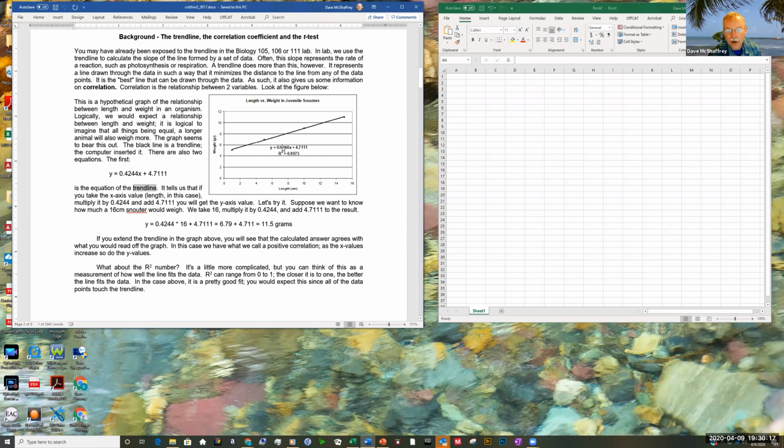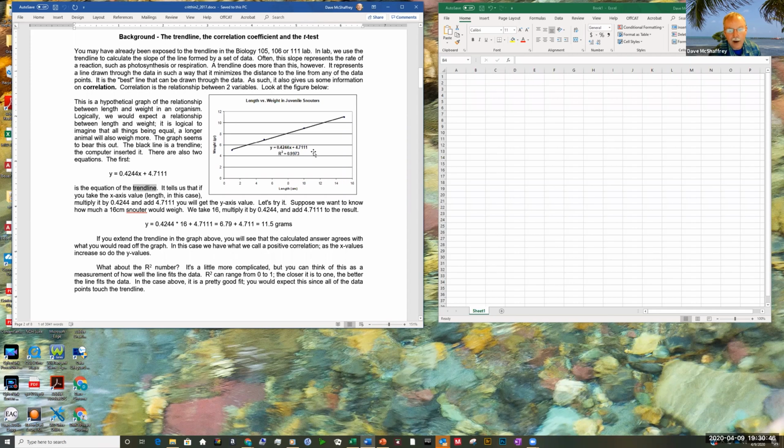This part right here, the slope though, that's important. That says that for every centimeter that you make a snouter longer, you're going to increase its weight by 0.2244 grams. Okay, that's the relationship between length and weight. And then we have this other thing here. This is not part of the same equation. It's a separate equation.